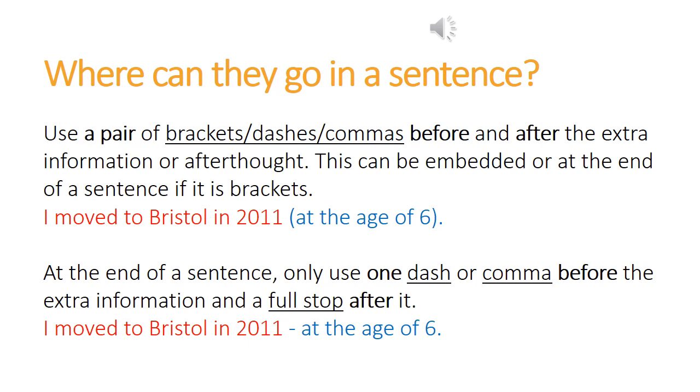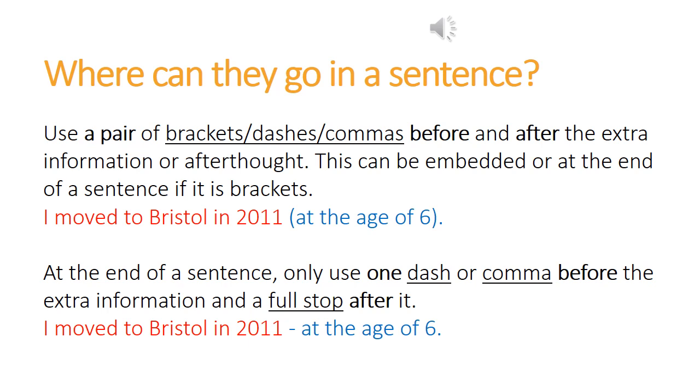Parenthesis can go in different positions of a sentence. What is important is that it comes after whatever it is you are adding extra information to. Punctuation for parenthesis often comes in pairs, as we looked at just now. Remember, you can use a pair of brackets, dashes or commas before and after the extra information or afterthought. This can be embedded within the main clause.